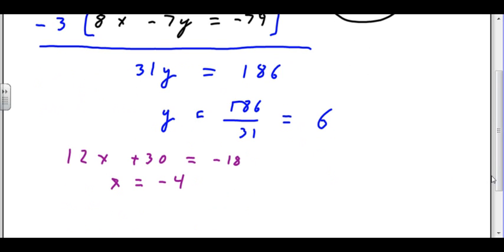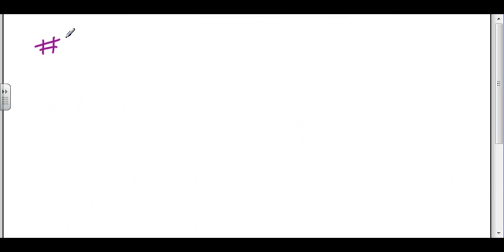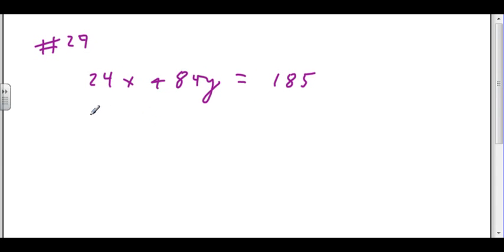We're going to go down to 24 next. Number 24. 24x, 84y, 185. 42x, 12y, 155. Okay, somebody put that in their calculator and come up with an answer.